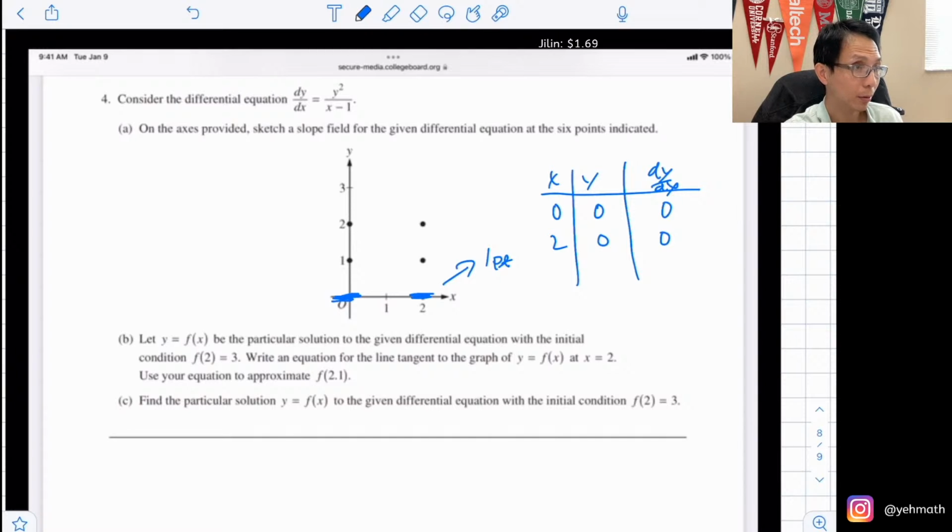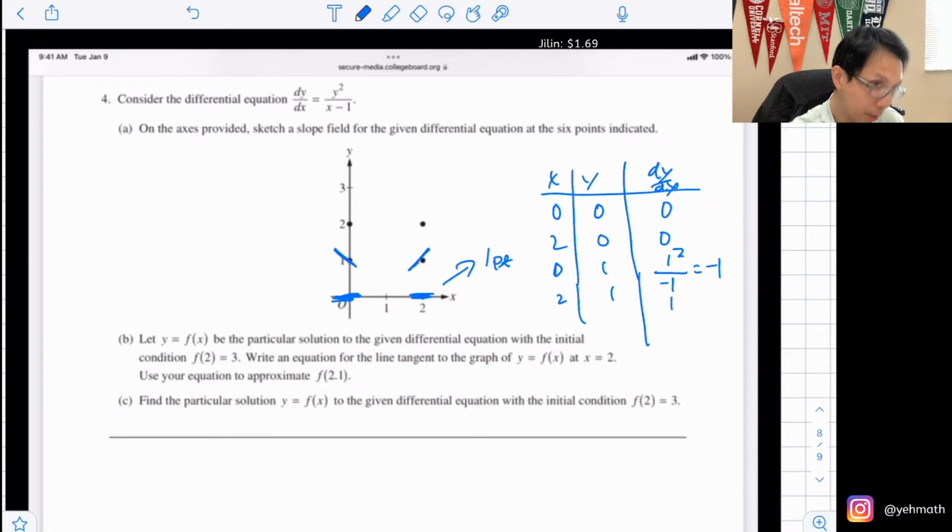Are we okay here? Now I just plug in the other points. So let's do 1. No, sorry, 0, 1. So what happened with 0, 1? It'd be 1 squared over negative 1, right? So it'd be negative 1, right? So this part is negative 1. And what happened is 2, 1. 2, 1 is going to be 1 squared over 2 minus 1, so it's 1. So it's this way. Is that okay?